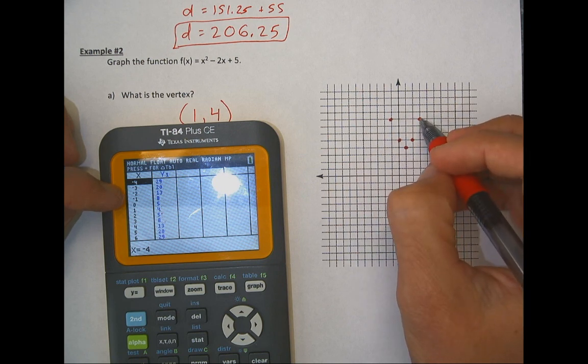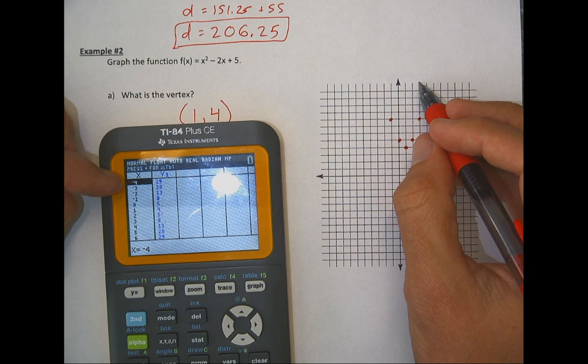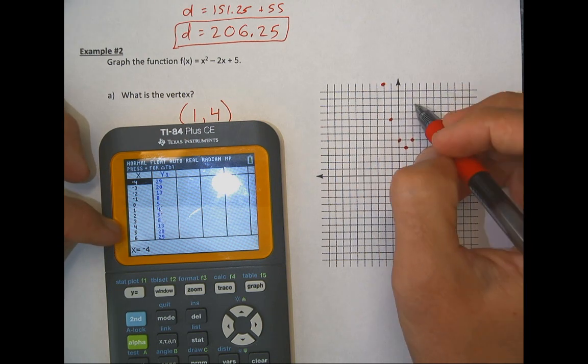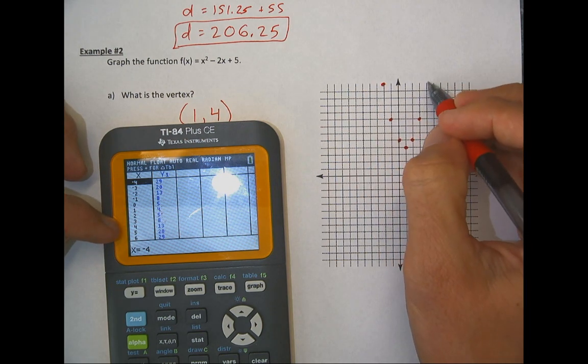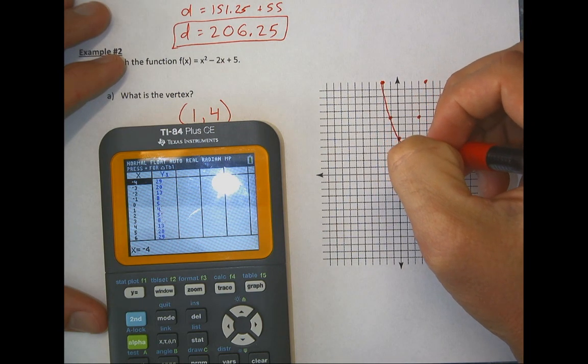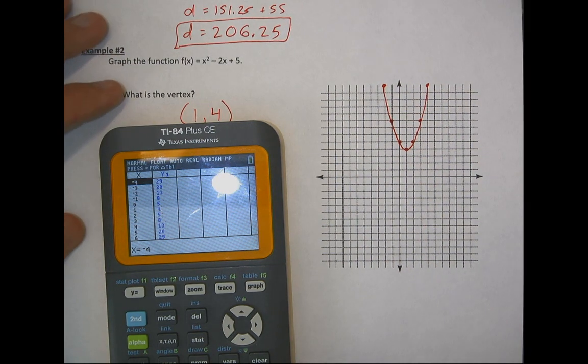And then I don't know, it's 8, 9, 10, 11, 12. We could put 13 right at the top of the graph here. So -2 is going to hit at 13. And 4 is going to hit at 13. Okay, so there's your graph.